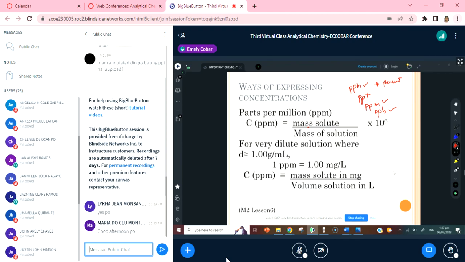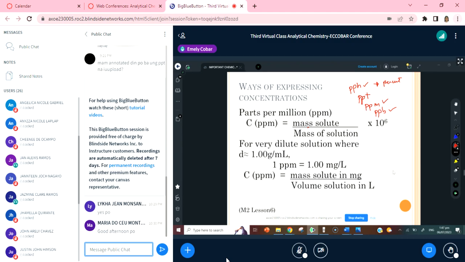PPH, parts per 100. That is percent, sa percent composition na diniscuss natin kanina. Pag times 1,000, PPT, parts per 1,000. Pag times 1 million or 10 to the 6, ppm. Pag times 10 to the 9 or billion, ppb. So what we are discussing now is the unit of concentration, parts per million.